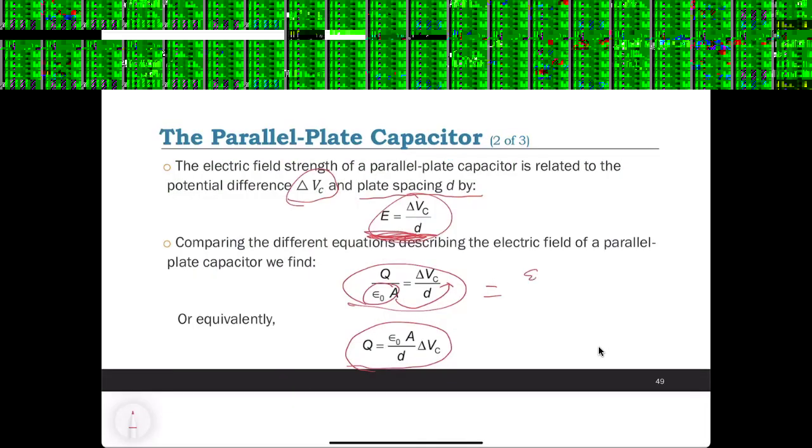Comparing the difference equation describing the electric field of a parallel plate capacitor, we found this equation, and we also have this equation from last class. Because those two are the same, we just let these two equal each other, and then we can get this equation. You can see here, you just put these two here, and then it will be equal. That makes sense to you.